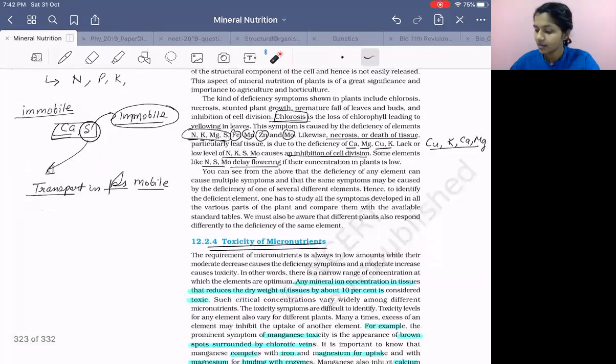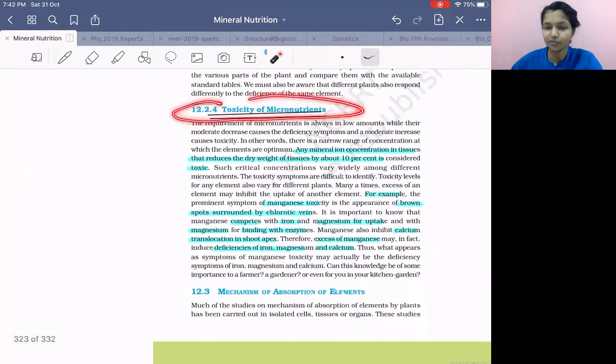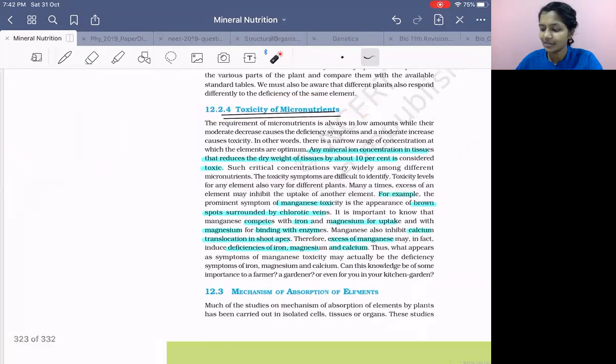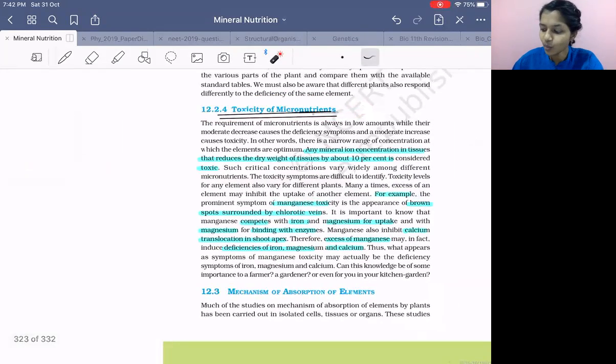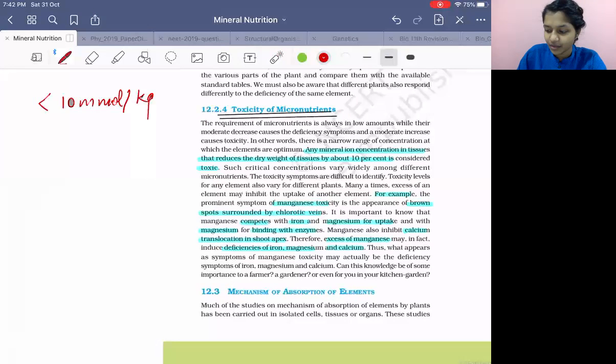Now the next topic is toxicity of micronutrients. Even this little bit I had taught, right? Why are we learning toxicity of micronutrients? Because you know for micronutrients, what is the limit? Micronutrient should be less than 10 millimole per kg. You know it, right? So if the amount increases beyond this 10 and that element is a micronutrient, then that element becomes toxic.